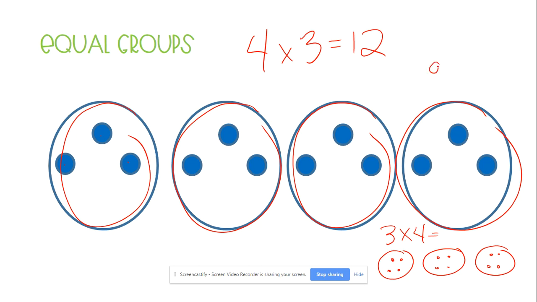I'll see kids draw groups like this big and they go and try and squeeze all the dots inside, and sometimes their dots end up kind of merging together and it makes it hard to count. So that's why I have them draw bigger groups.